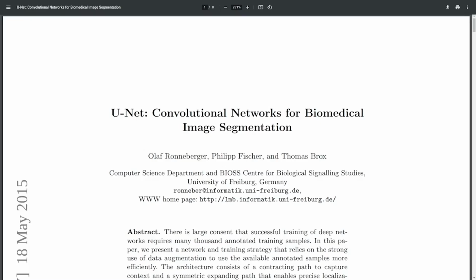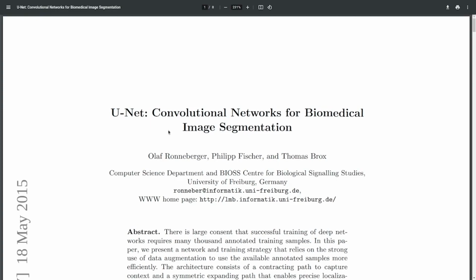Hello everyone and welcome to the second module of this course. In this module, we are going to study UNet architecture in detail, and after that, we are going to implement it within the TensorFlow framework. First of all, we will examine a research paper on the UNet architecture. The title of the paper is UNet: Convolutional Networks for Biomedical Image Segmentation.